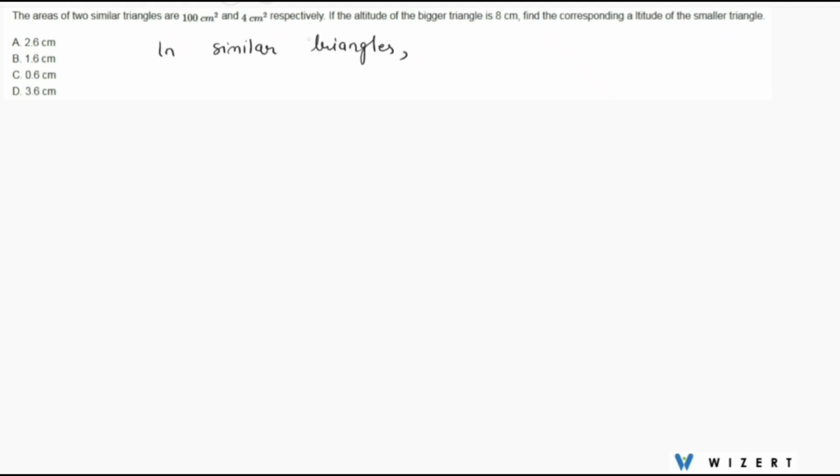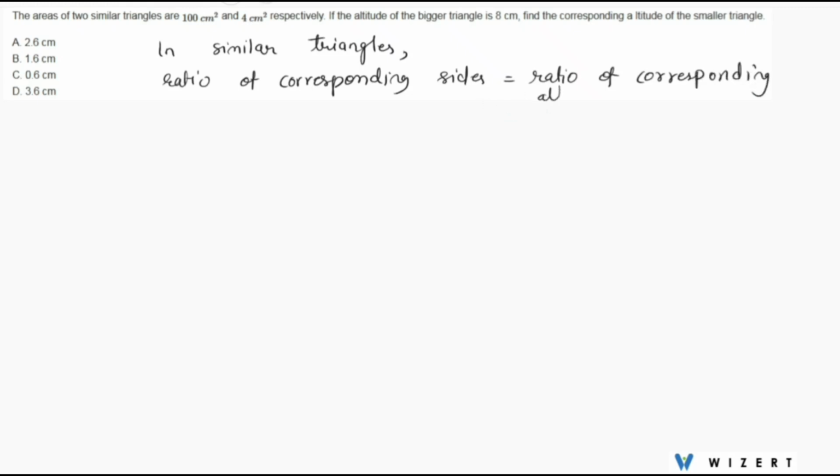similar triangles, ratio of corresponding sides is equal to ratio of corresponding altitudes.